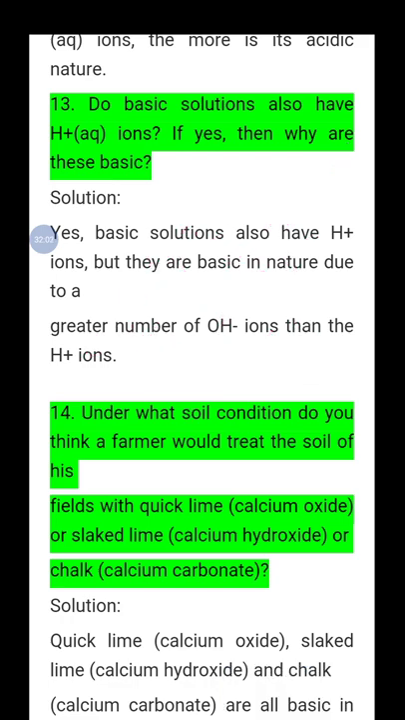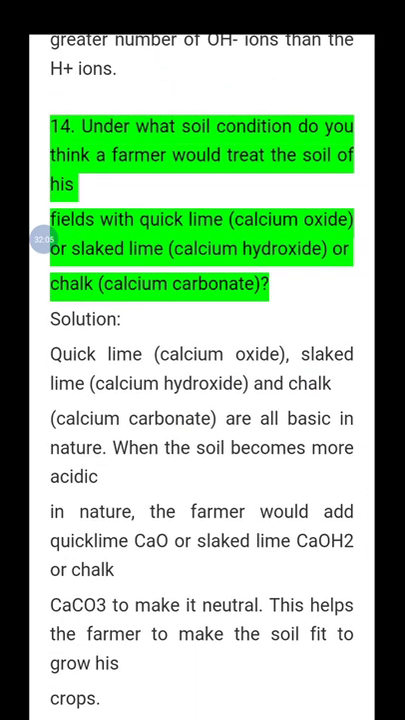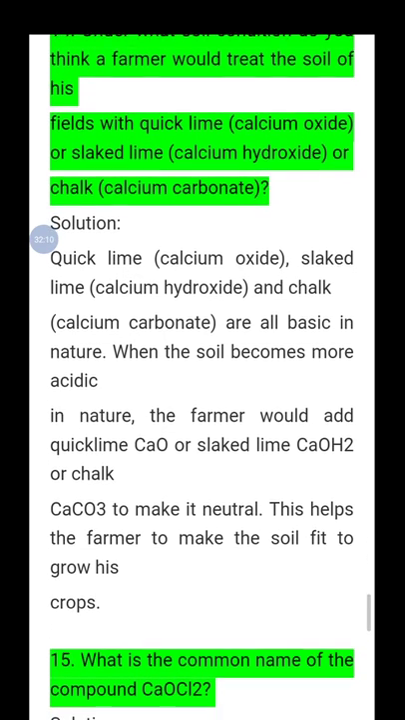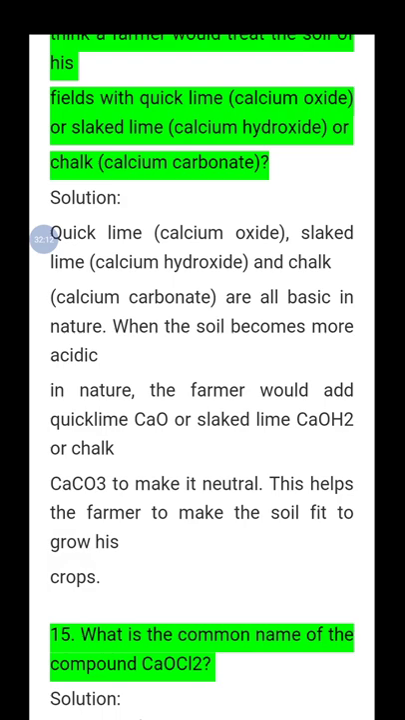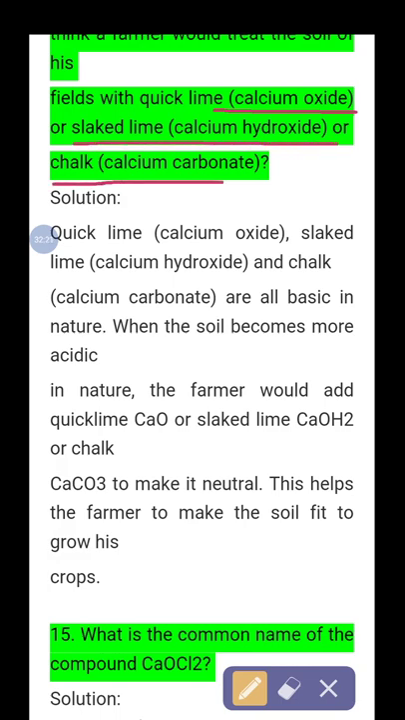The next question: under what soil condition would the farmer treat the soil of his field with quick lime or slaked lime? Quick lime is known as calcium oxide, slaked lime is known as calcium hydroxide, and the chalk which is used on the blackboard is known as calcium carbonate. These formulas can be remembered by you. Quick lime, slaked lime, and chalk carbonate: these are all basic in nature.